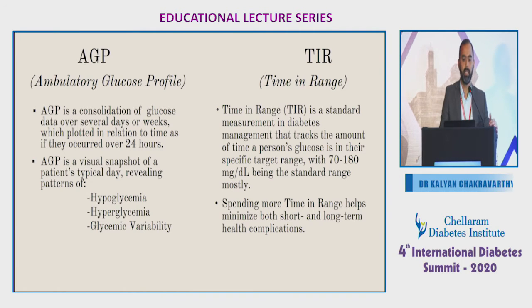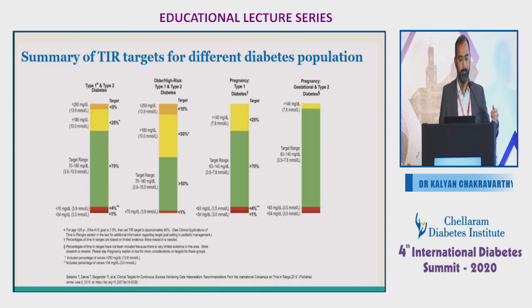So what is ambulatory glucose profile? The definition is that it's a consolidation of glucose data over several days or weeks. So you take an average of 14 days, think of it as an average day for the patient, and it's like a snapshot of your patient's blood sugar and how it is varying over time. AGP gives a visual snapshot of a pattern occurring in the patient's glycemia, whether it be hyperglycemia, or if you want to measure in terms of glycemic variability. So we have already talked about time in range.